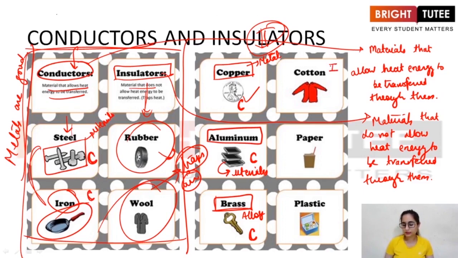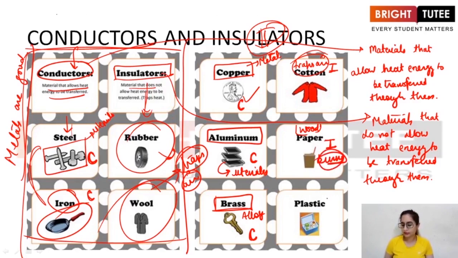Cotton is an insulator because again it traps air. Right? It is an insulator. Paper is an insulator. It is made up of wood. We obtain paper from wood, and this is an insulator. It does not allow heat to pass through. It burns as soon as we heat it.